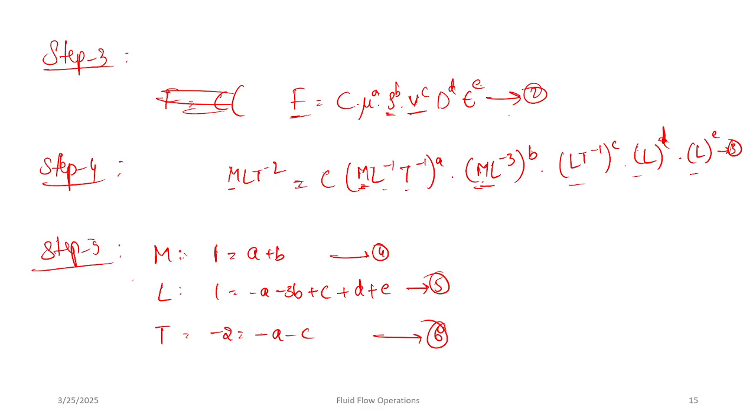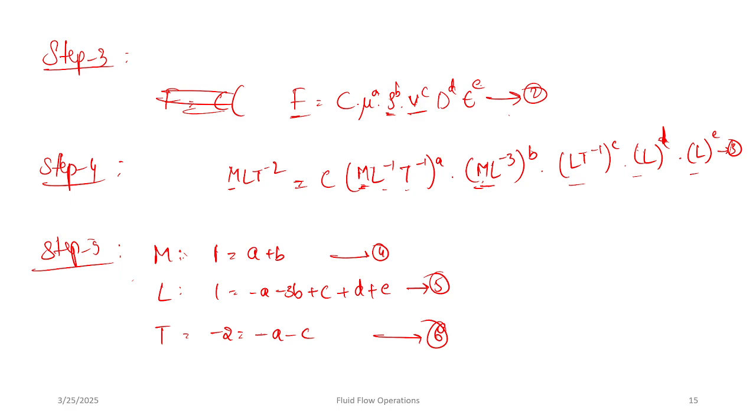Okay. So now comes step number 6. So what is step number 6? We got the equations in terms of A, B, C, D, and E. So now we have to solve these equations.